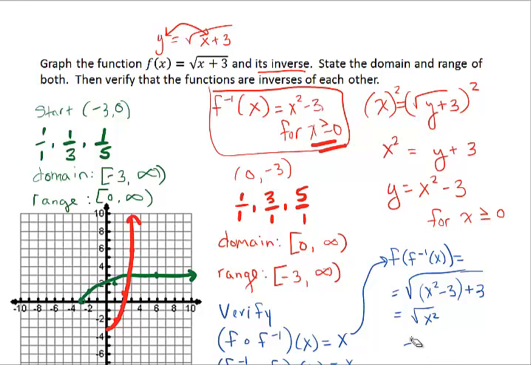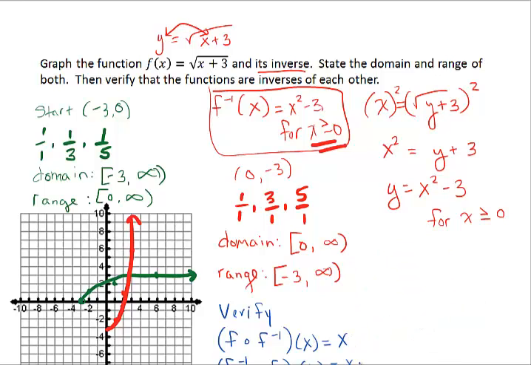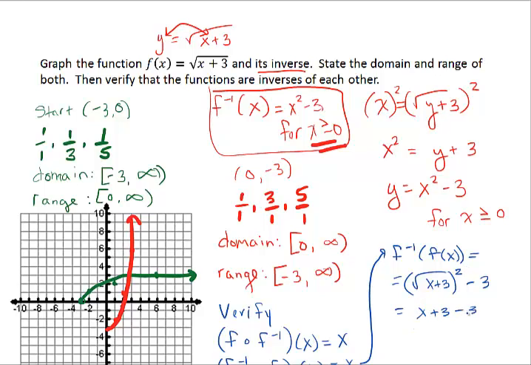If I go back, and now I want to take the inverse of my f function. So I want the inverse of f of x. This then is going to imply that I'm going to take my f function and I'm going to substitute it into my inverse function. So my x squared is going to be the square root of x plus 3, that quantity squared, and then minus 3. The square root squared is going to just leave me with x plus 3, then minus 3. This also just gives me x.